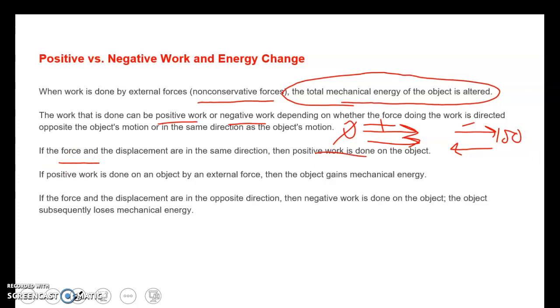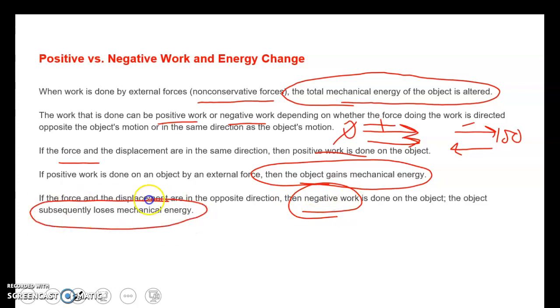And if positive work is done by an external force, right, then the object gains mechanical energy. So positive work means gain in mechanical energy. If you have negative work, the object loses mechanical energy. And it gets converted into something else. Probably heat in most cases.